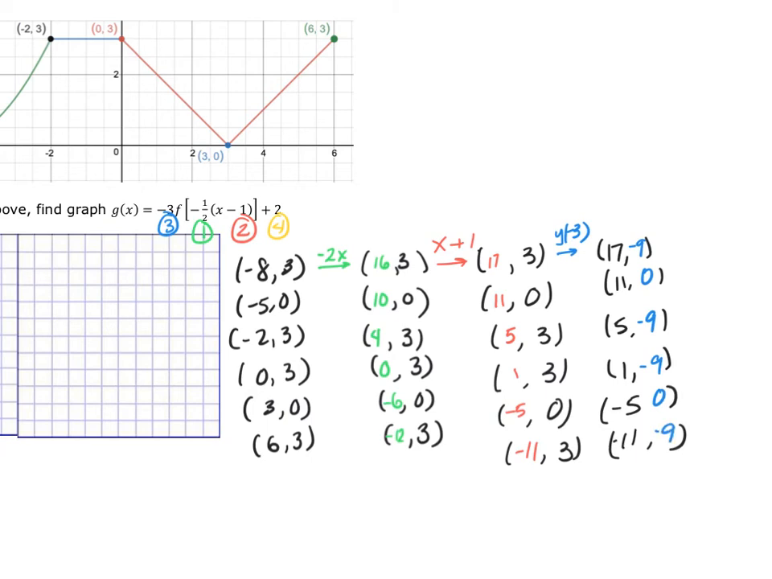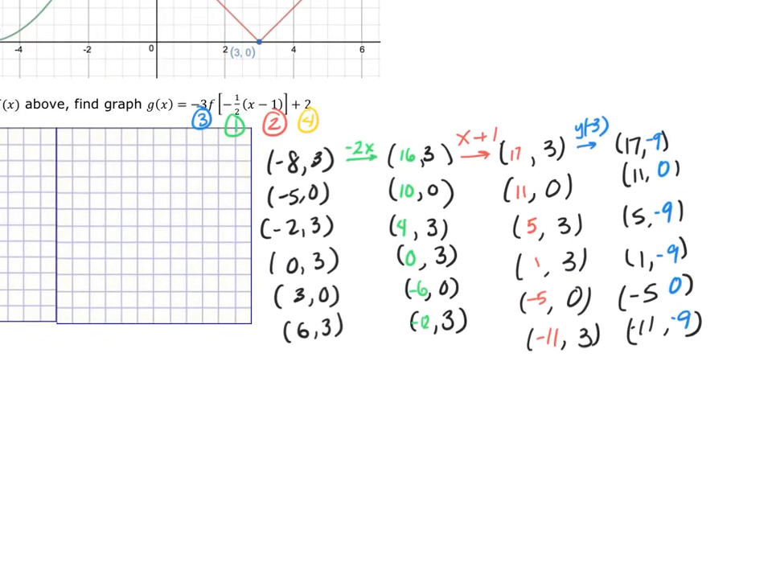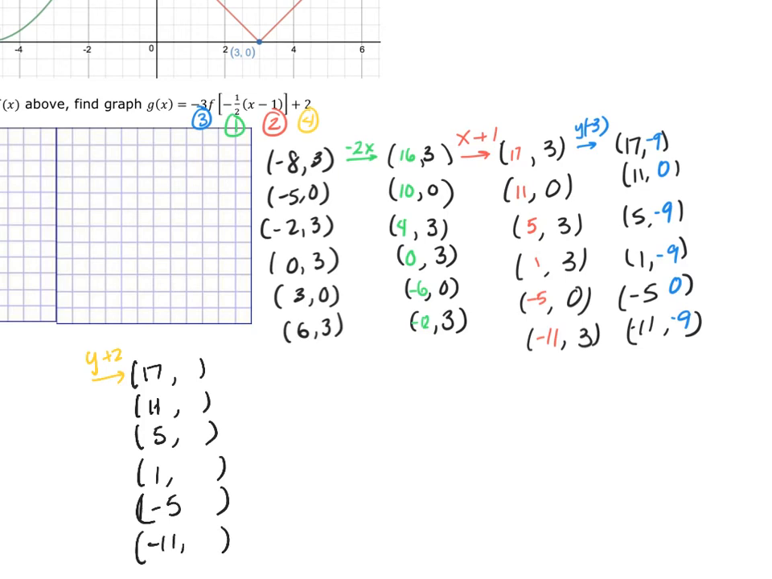And then my last step, I'm going to do it down here, is I'm going to take all of my y's and add 2 to them. So 17, 11, 5, 1, negative 5, and negative 11 for my x's. My y's become, well, I'm going to add 2 to negative 9, so that makes it negative 7. Then 2, negative 7, negative 7, 2, and then negative 7.